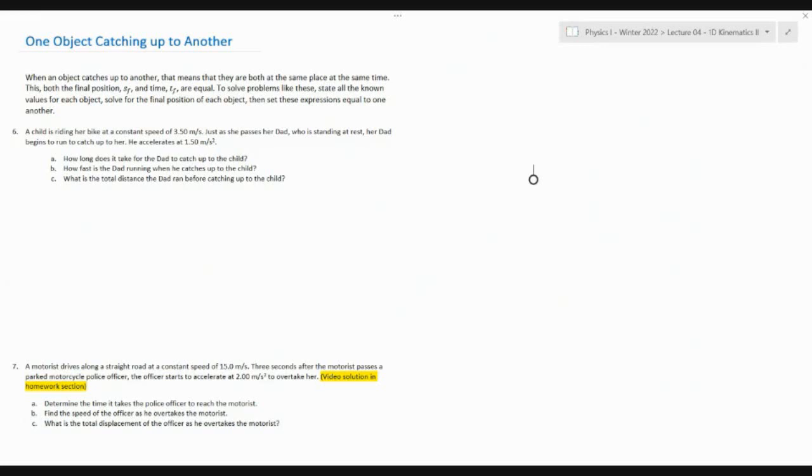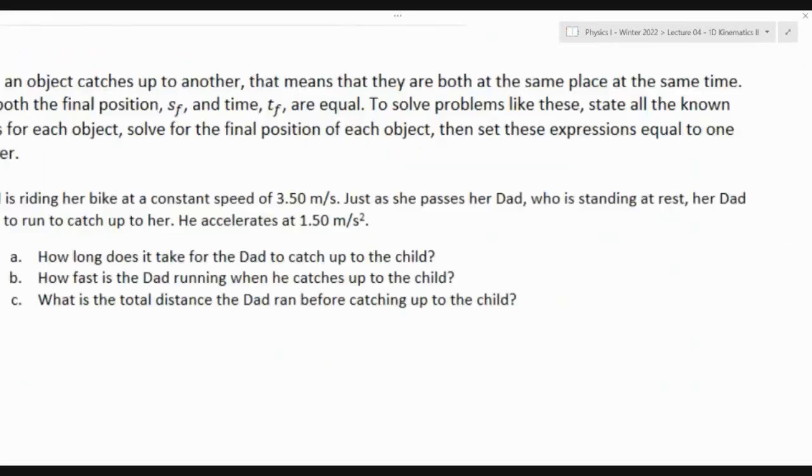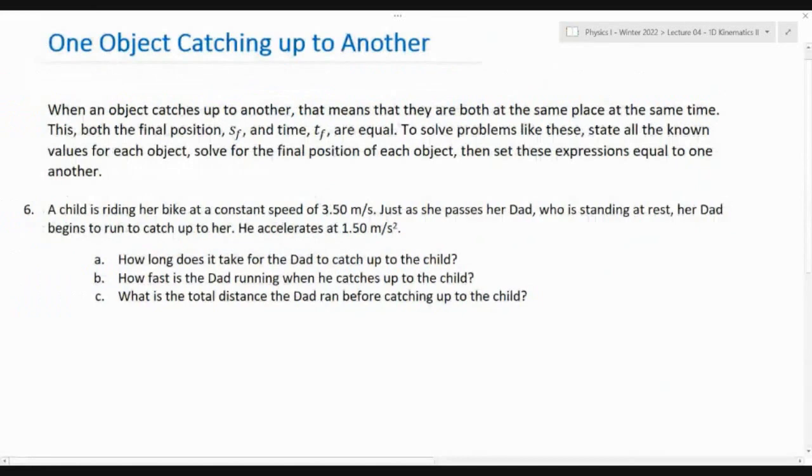What's happening in question 6 is we have an object catching up to another object. Let me make it bigger so you can see. When an object catches up to another, that means that they're both at the same place at the same time because one object caught up to the other one. So the final position, SF, and the final time are equal to each other. If you're going to solve problems like this, and you will see a question like this on your test, you have to state all the known values for each object. So you have 2 objects, one is catching up to the other.